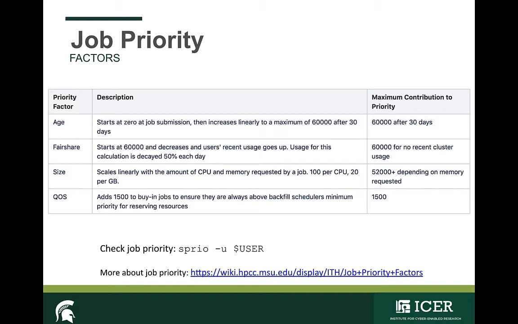If you want to check the priority of any jobs you have pending in the queue, use the sprio command followed by the -u option and your user ID. For more about job priority, follow the link in the comments below. In this next section, we'll take a quick look at a few useful commands for monitoring your job on HPCC.